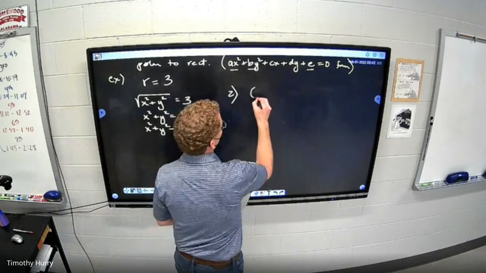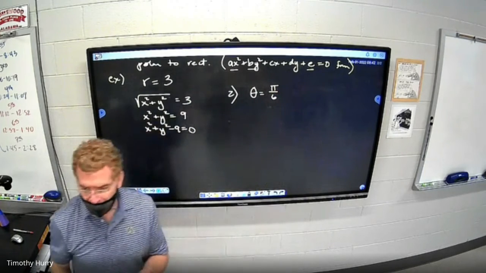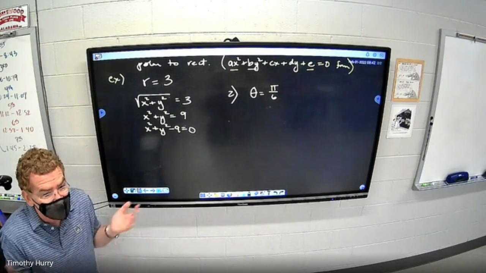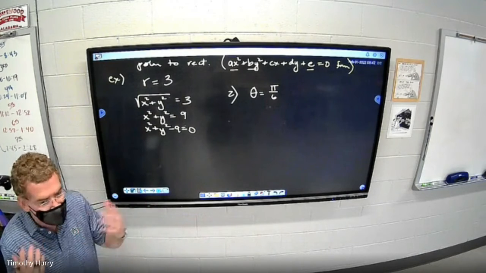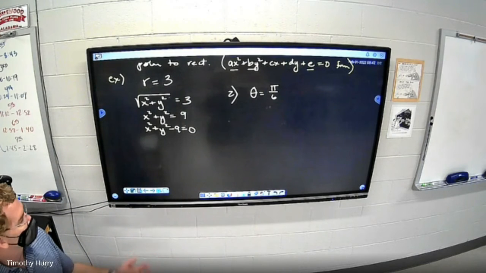Theta equals pi over 6. Now, you'll notice I didn't use a degree. You want to change it to 30 degrees. It really won't matter because you're getting rid of your r's and thetas anyway. You're going to have nothing left but x's. So if you want to think in degrees, make it 30 degrees. So what do I need to do to get rid of a theta?